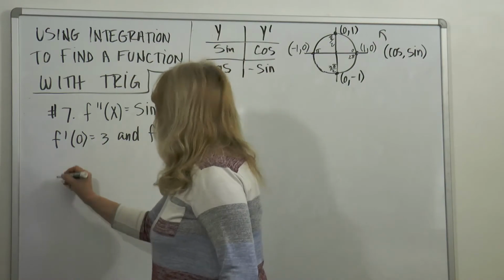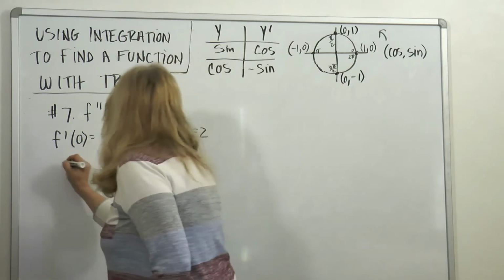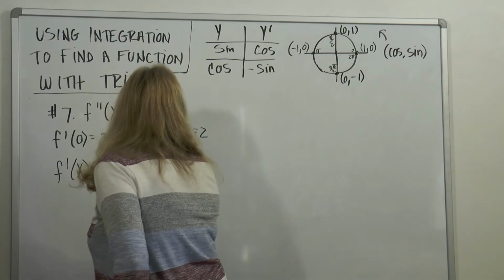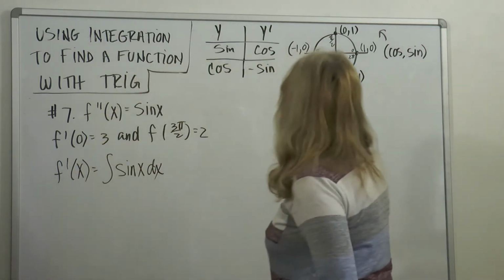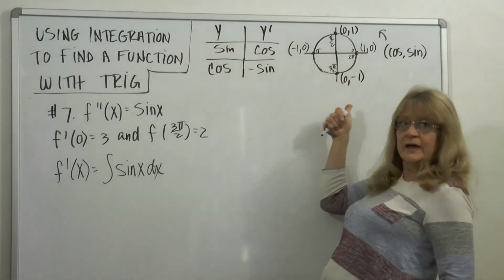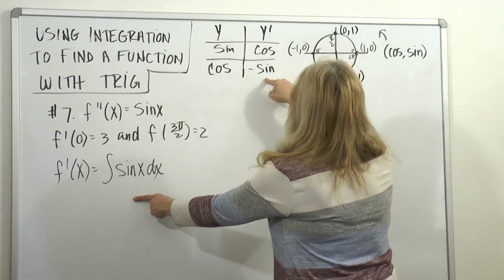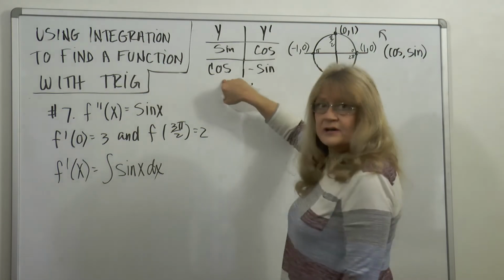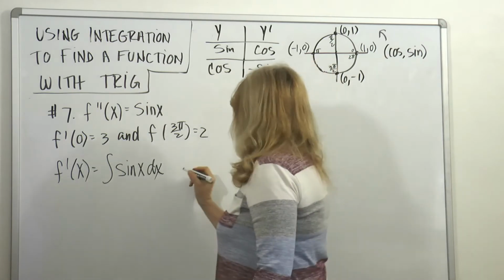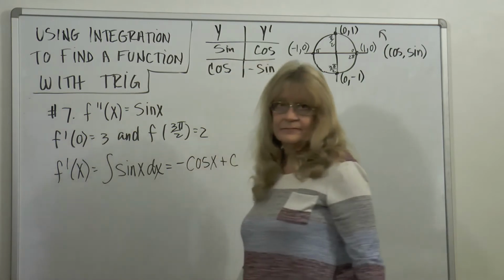Okay, so the step down thing, the integral of f double prime gives me f prime. So f prime of x is the integral of the sine of x dx. Okay. Go back up here. Remember, when I'm taking the derivative, I'm going this way. When I'm getting the integral, antiderivative, I'm going that way. So the integral of negative sine is cosine. So the integral of positive sine will be negative cosine of x plus c.